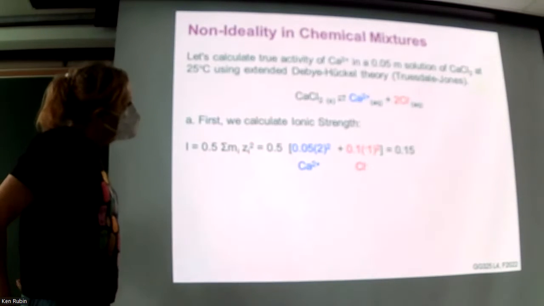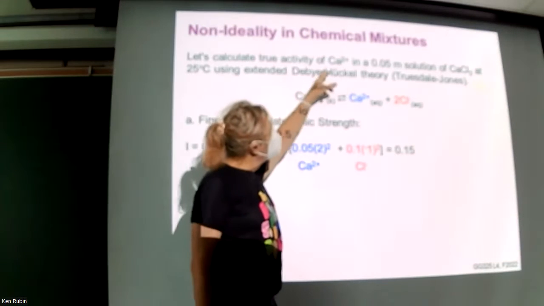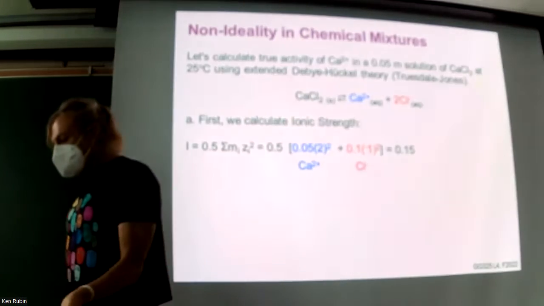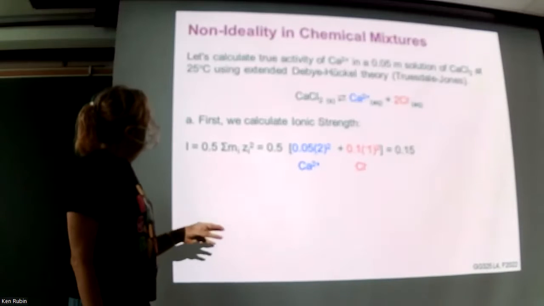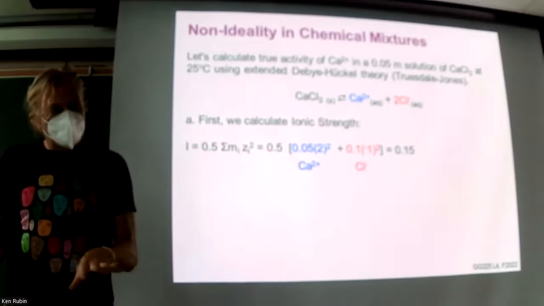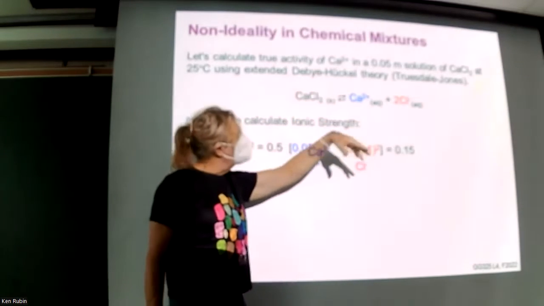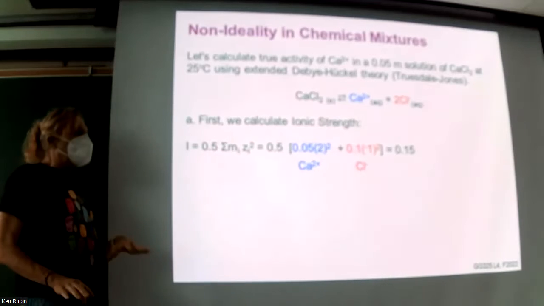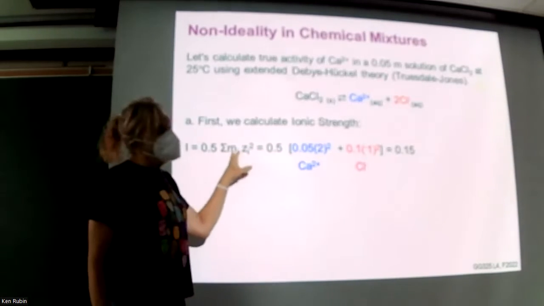So this was, like I say, from the end of last time. I had said, why don't we calculate the true activity of calcium ions in a 0.05 molar solution of calcium chloride. Remember, activity is not predicted by thermodynamic theory. Activity coefficients are basically non-ideality corrections in the case of aqueous solutes that are charged. So we can't apply the Debye-Hückel theory to everything, but we can apply it to this. There are two steps, and the first step is to calculate the ionic strength.